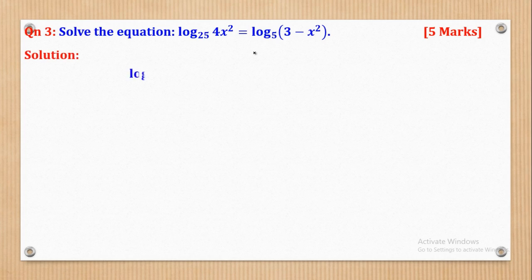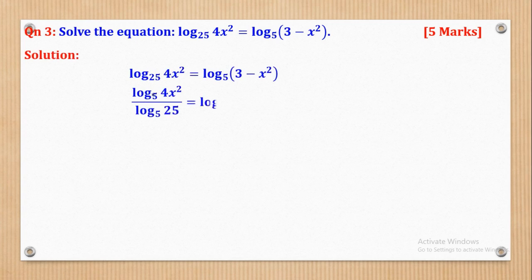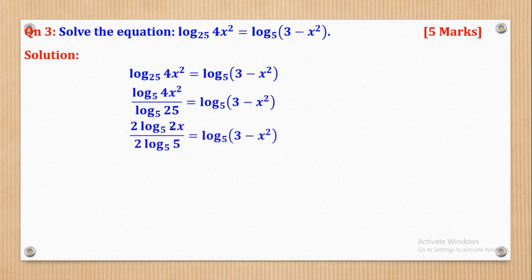So the first thing to do is to make all of them under the same base. So this base 25 will be changed to base 5 by saying log base 5 of 4x squared, divided by log base 5 of 25. Then next I remember that 25 is equal to 5 squared, so that becomes 2 log base 5 of 5. Then after that I realize that these 2 can cancel and this one is equal to 1, therefore I remain with this here and this there.